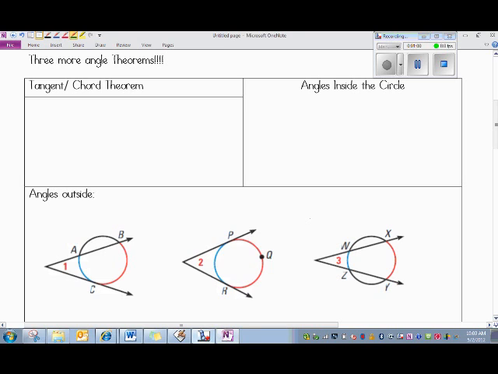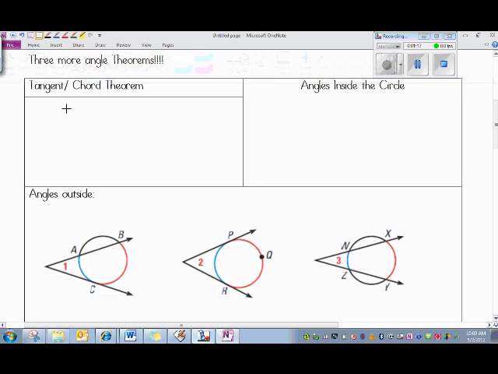I think it would be a good idea to make flashcards, really nice ones, because even though they're kind of simple now and they're all separate from each other, when you get to a big problem, it gets confusing. But anyway, let's get these guys done. The first theorem we're going to talk about is the tangent chord theorem.